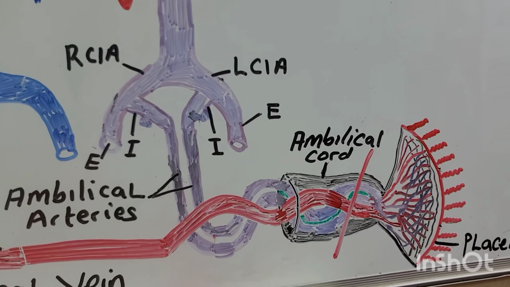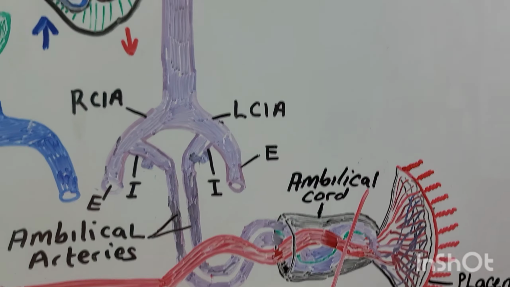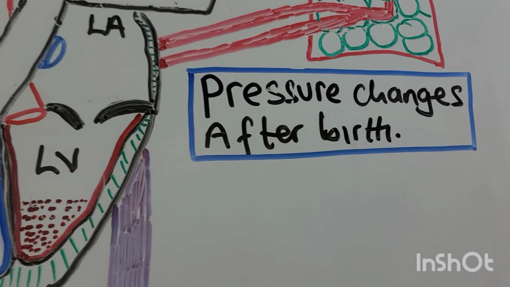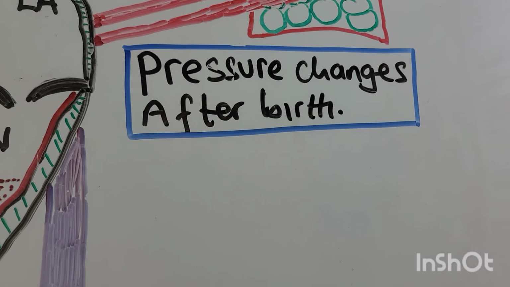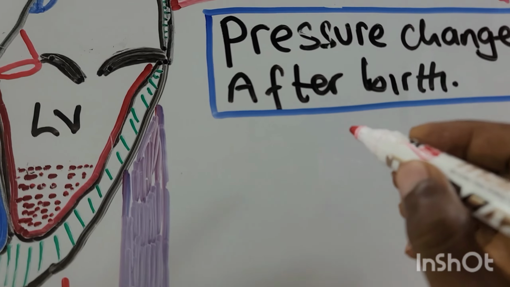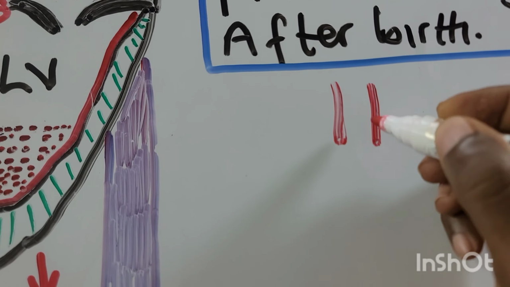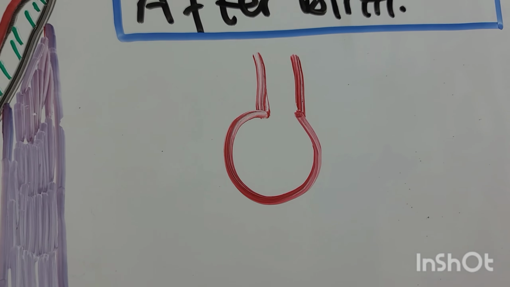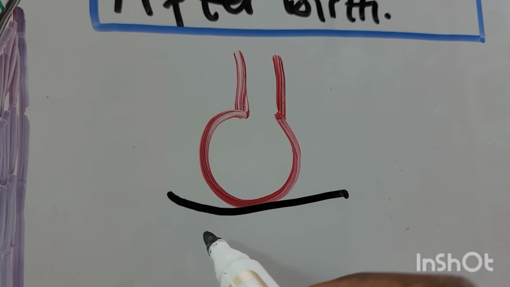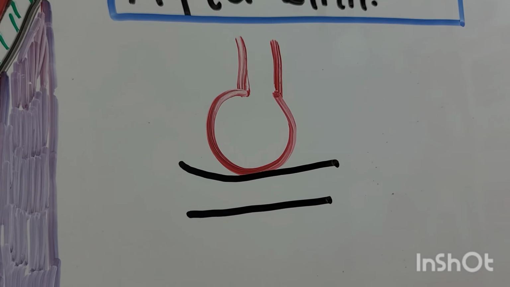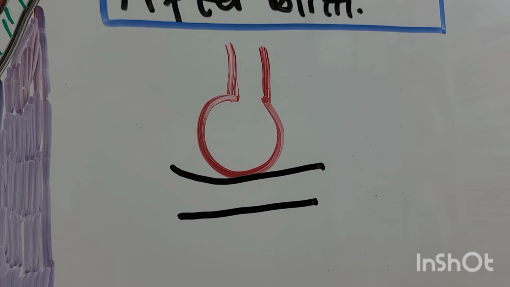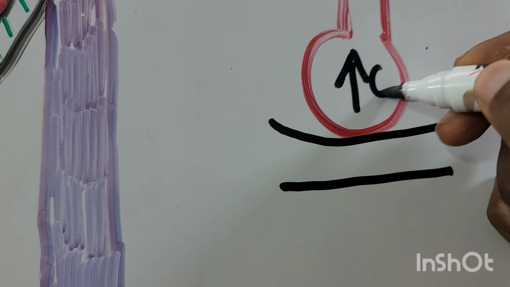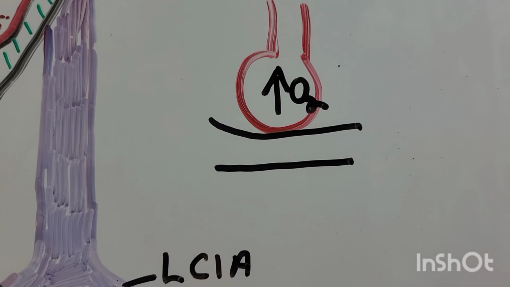Now, before we go to the detail of what's going to be happening, I want us first to talk about the pressure changes going to be happening on both the right and the left side of the heart after birth. After birth, I want to assume that this one here is going to be our alveolar sac. And then, of course, you're going to be having the pulmonary arteries which are going to be coming. Now, because the baby has taken the first breath, we expect to be having an extensive amount of oxygen in the air sacs.